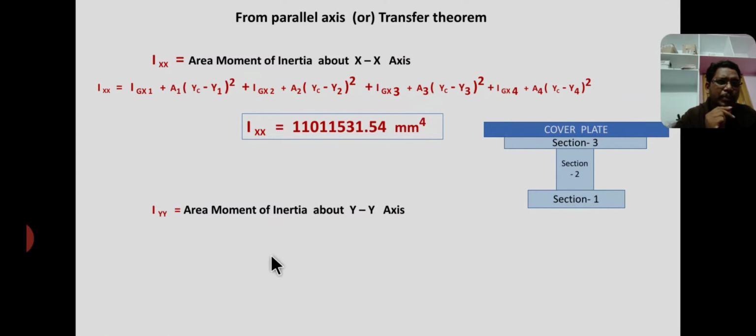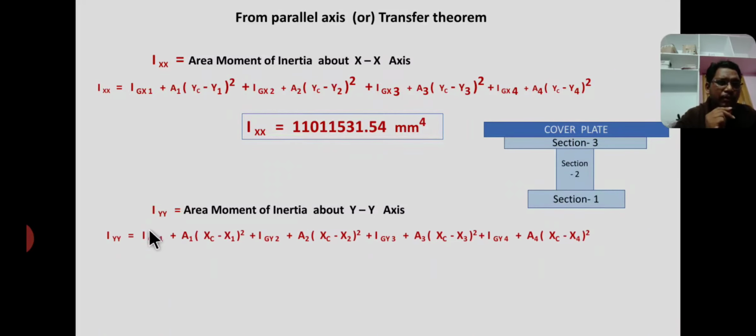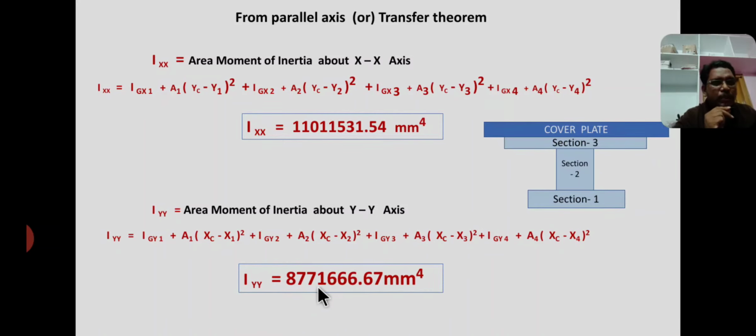Similarly, Iyy equals area moment of inertia about the y-y axis, and the formula is Iyy equals Igy plus area into (xc minus x) whole square. This is for the bottom section, this is the web, this is for the top flange, this is for the top cover plate. The Iyy equals 8771666.67 mm power 4. This is the final answer for area moment of inertia about the y-y axis. So here Ixx, Iyy are called area moment of inertia about the reference axes. These are the final values for area moment of inertia for the I section. Okay, thank you.